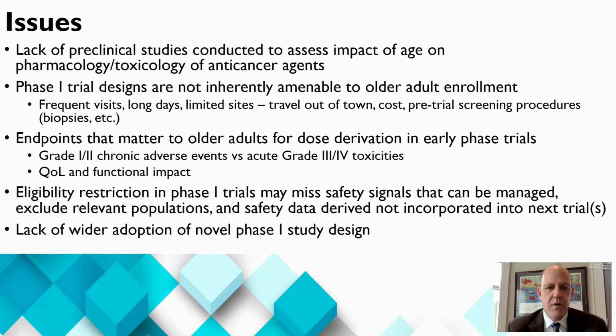Secondly is that our phase 1 trial designs, whether they be first in human or combinatorial phase 1 studies, are just not inherently amenable by their current construct to older adult enrollment. We have many days that are long for patients. We have frequent visits within a 3 or 4 week period, particularly in cycle 1. Those can be challenging for older adults to tolerate and sit through. We may have limited sites for those studies.